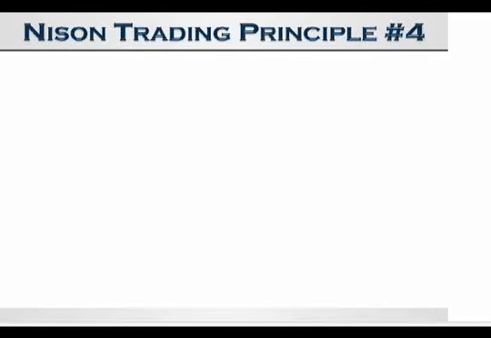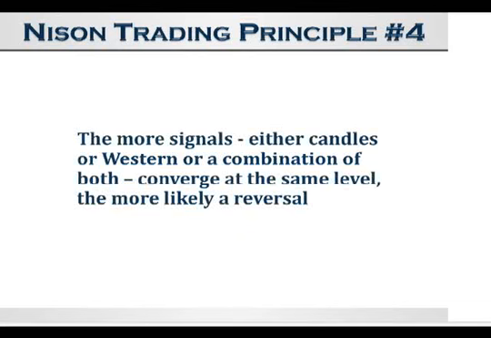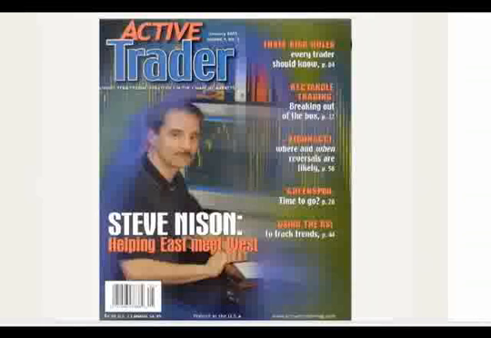Okay, now I have about a dozen, what I modestly call Nison trading principles. And number 4, and I referenced this early on in the seminar when we talked about the construction of the candlestick chart, is that the more signals we have joined together, the more likely reversal. So whether it's a group of candle signals or a Western signal or a candlestick signal, all converging at the same support resistance area, what that does is increase the likelihood of the market turning.